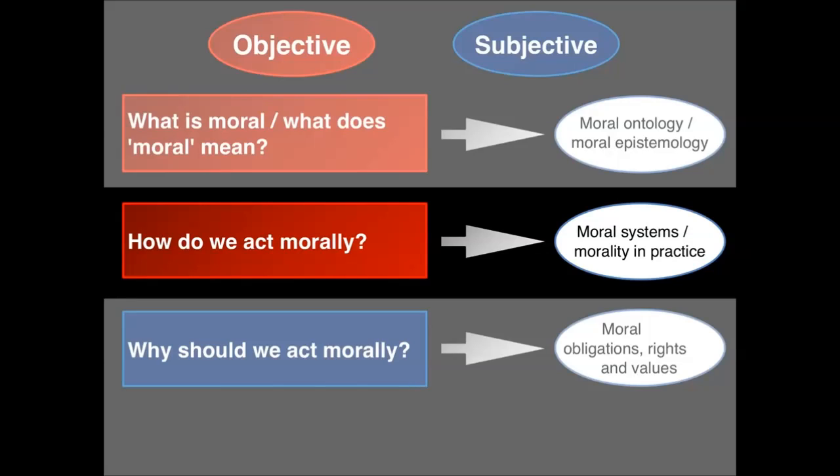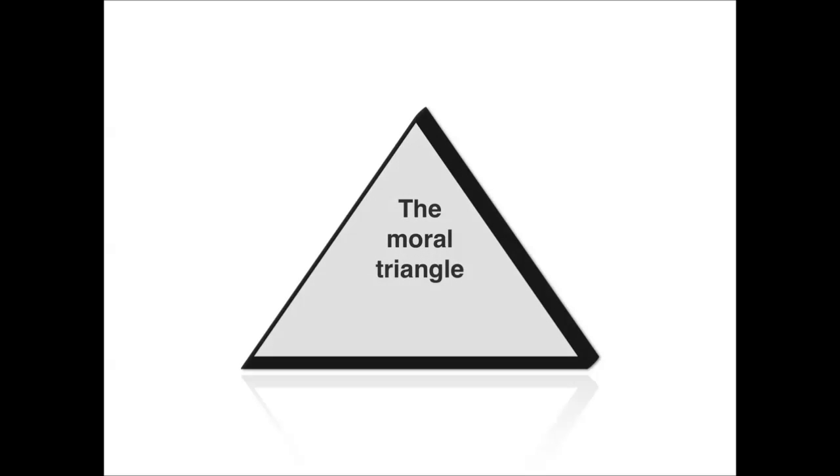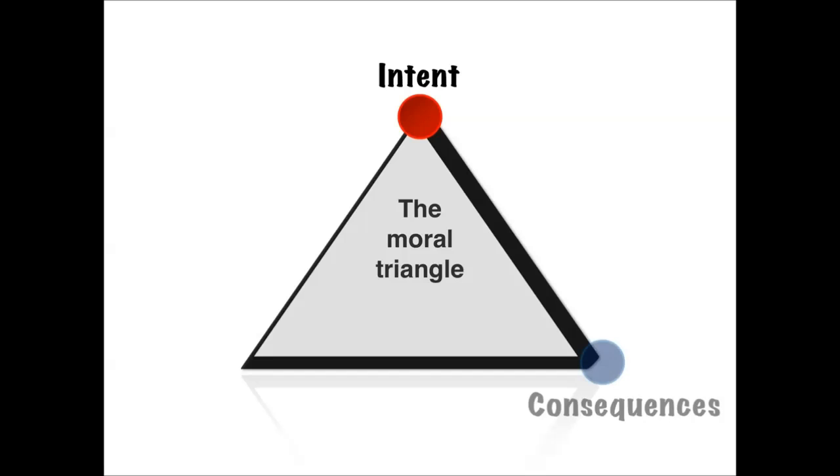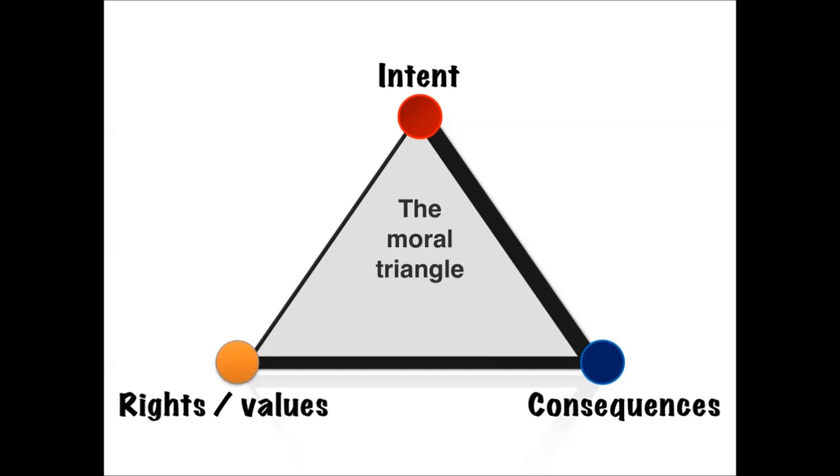How do we act morally? Just like we can, for the most part, objectively determine what actions lead to health and what actions lead to sickness, we can also, for the most part, objectively determine what actions lead to well-being and what actions lead to harm. Something that helps to determine this is what I call the moral triangle. The moral triangle has 3 aspects: intent, consequences, and rights and values.